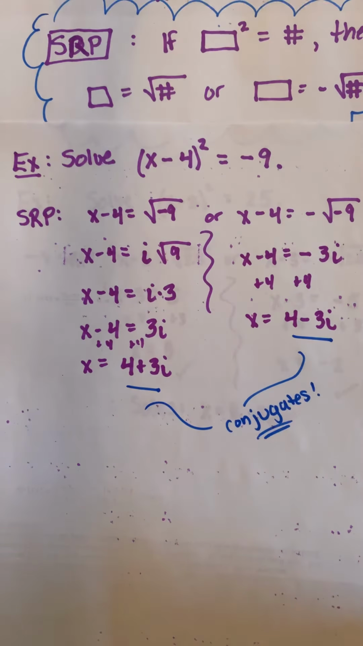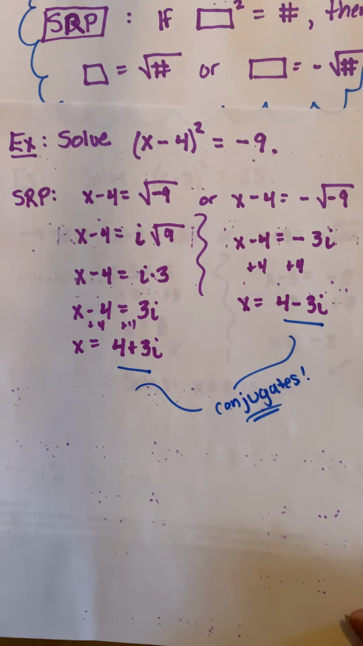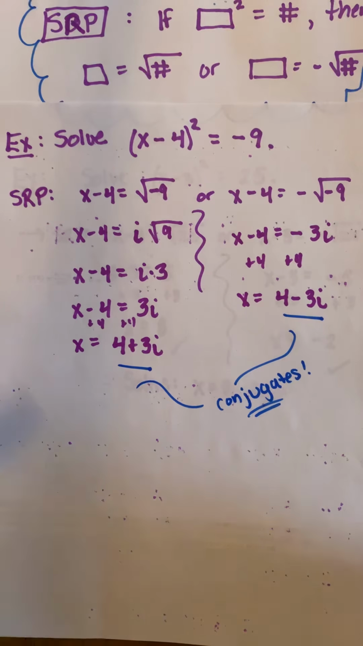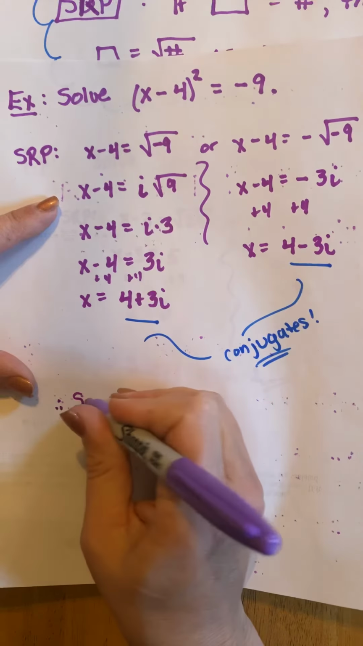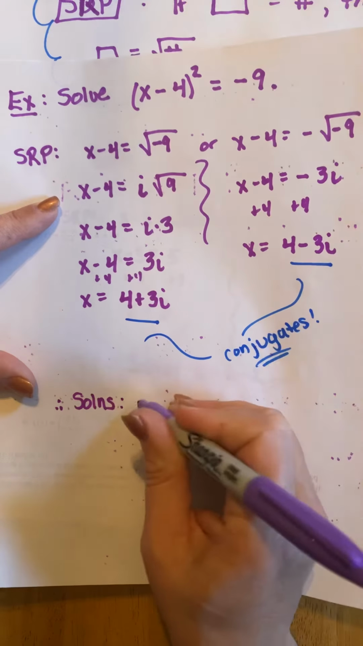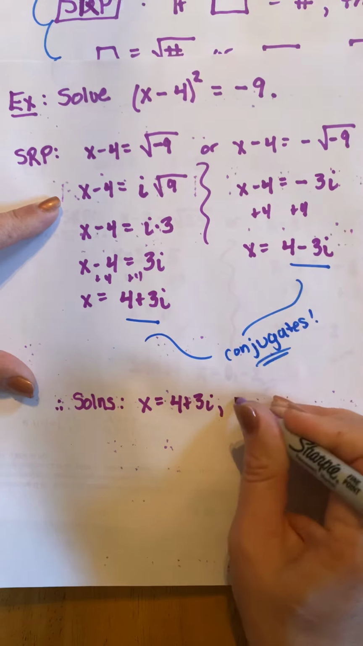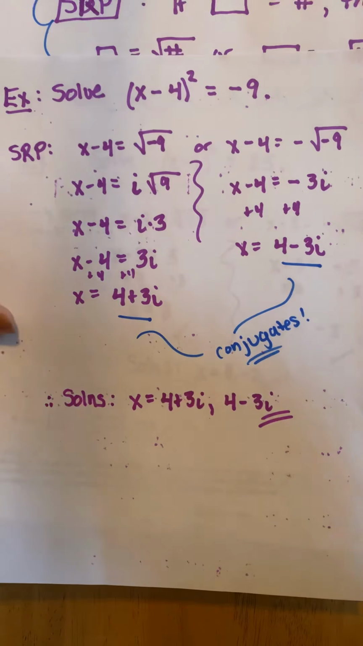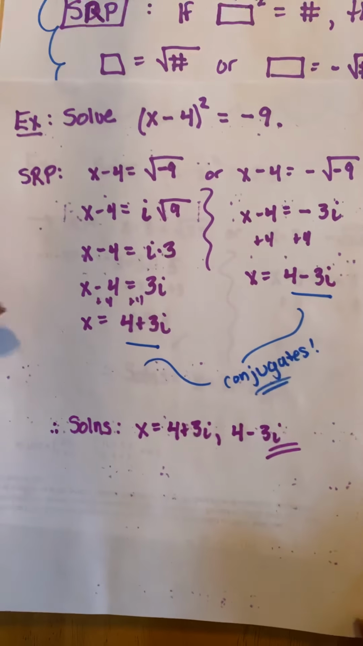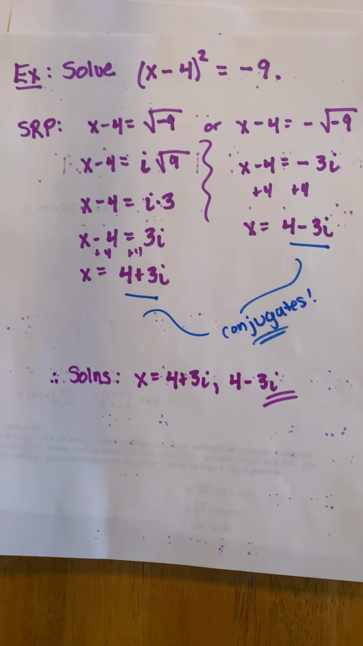When a quadratic equation has an answer that involves either a radical that cannot be simplified or an imaginary number, they always come in conjugate pairs. So therefore, my solutions, x is equal to 4 plus 3i, and its conjugate buddy, 4 minus 3i. I challenge you to go plug that back in, do the work, and show that, in fact, that is an answer to this.